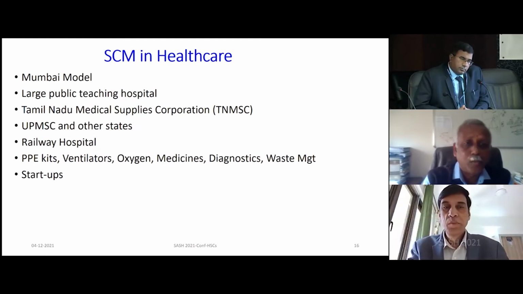And in a large public hospital system like in Delhi, how the hospital network came forward through technology. And the Tamil Nadu model is one of the robust models that we all know, and how this has changed the way care is delivered in the public health setting. And UP Medical Corporation also.